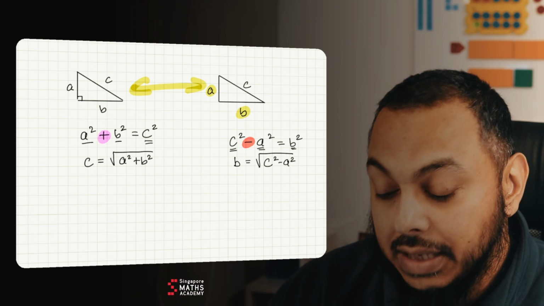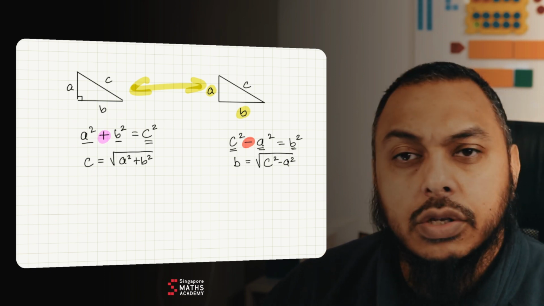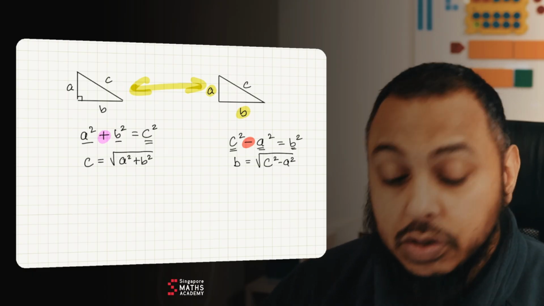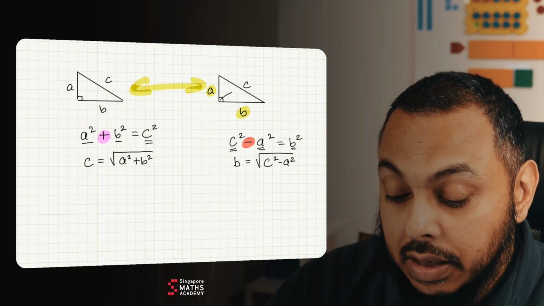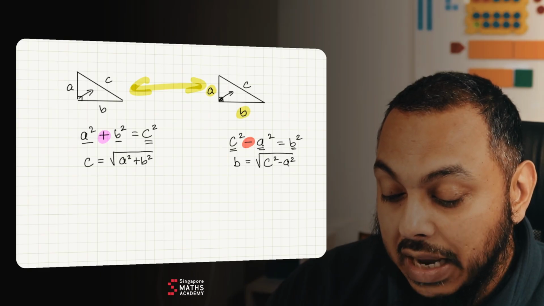So bear that in mind before you jump onto the questions. You have to kind of check yourself. Am I being asked to work out the longest length? Am I being asked to work out the shorter length? And then decide whether to add or subtract the squares. Don't forget, the longest length is always opposite of the right angle.